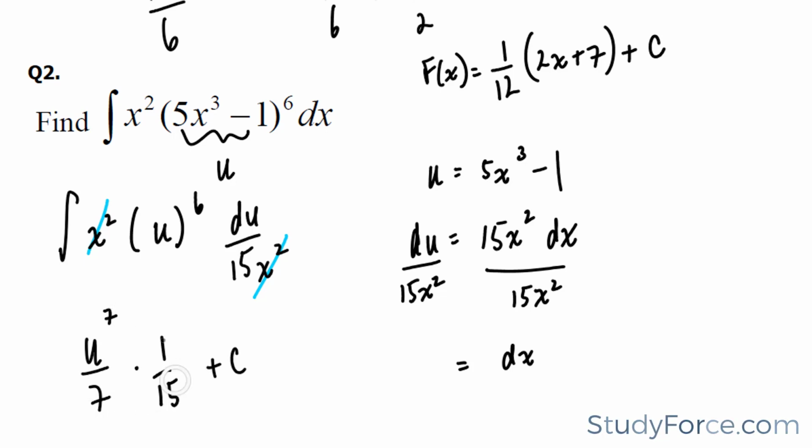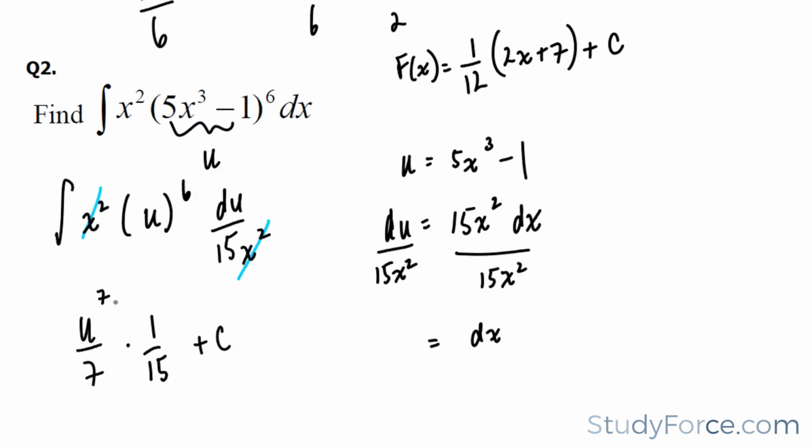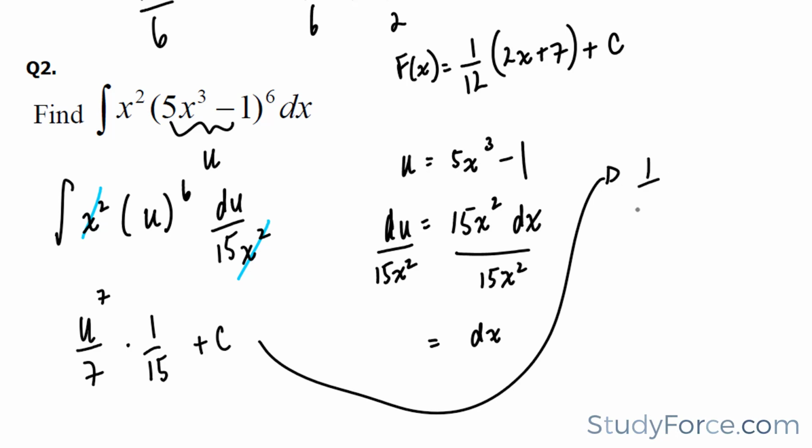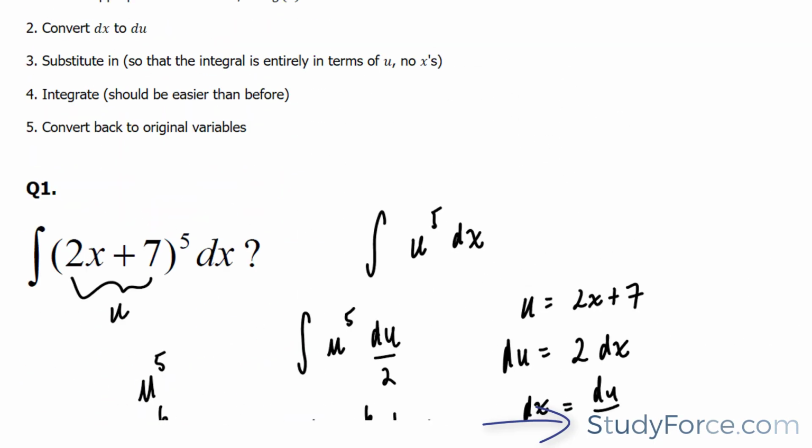So let's go ahead and multiply these two together. 7 times 15 is equal to 105. So I'm just going to continue my work up here. 105. U can now be replaced with 5x to the power of 3 minus 1, plus c. So there you have it. 2 introductory examples on how to perform u-substitution when finding the integrals.